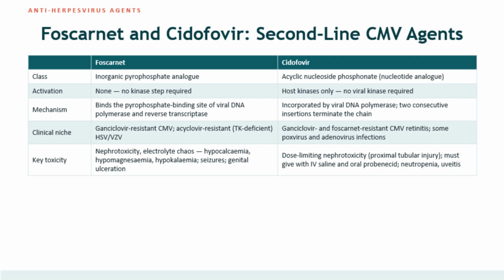Now the price. Foscarnet is a nephrotoxin and an electrolyte disaster: low calcium, low magnesium, low potassium, and if calcium drops far enough, seizures. Cidofovir's nephrotoxicity is dose limiting, which is why we never give it without intravenous saline loading and oral probenecid. These are salvage drugs. You reach for them deliberately and you monitor closely.